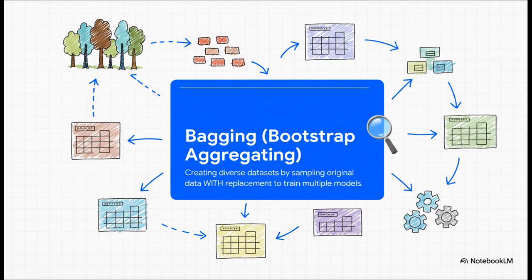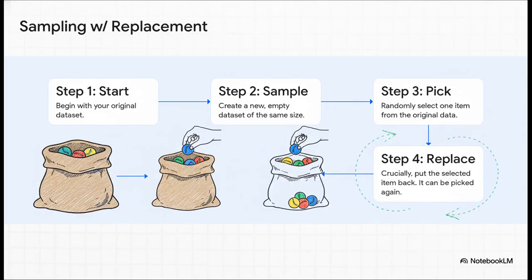Then you train one model on each of those new sets, and the absolute secret sauce here is something called sampling with replacement. Let's really walk through this, because it's important. Imagine you have a big bag of marbles. That's your original data. You're going to make a new bag of the same size. So you reach in, pull out a marble, note its color, and here's the crucial part. You put it back in the bag.